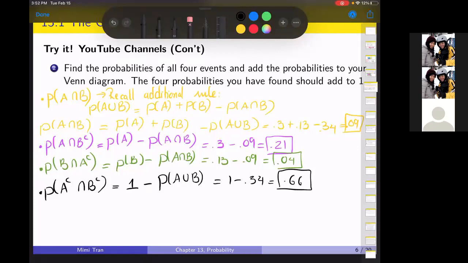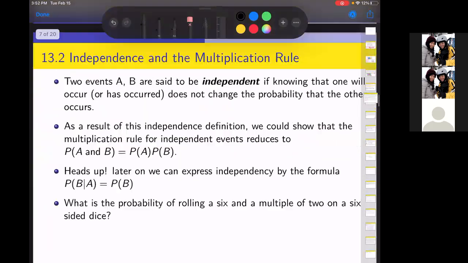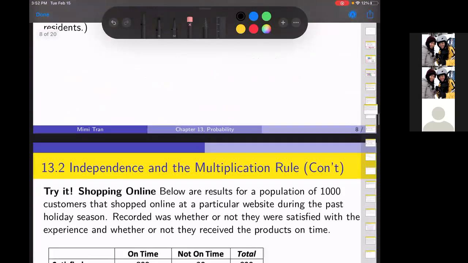Most of you understand what you're doing, so that's good. Others maybe made mistakes somewhere, but you should understand when you look at the Venn diagram. Okay? Let's finish the independent and then we'll take a break.